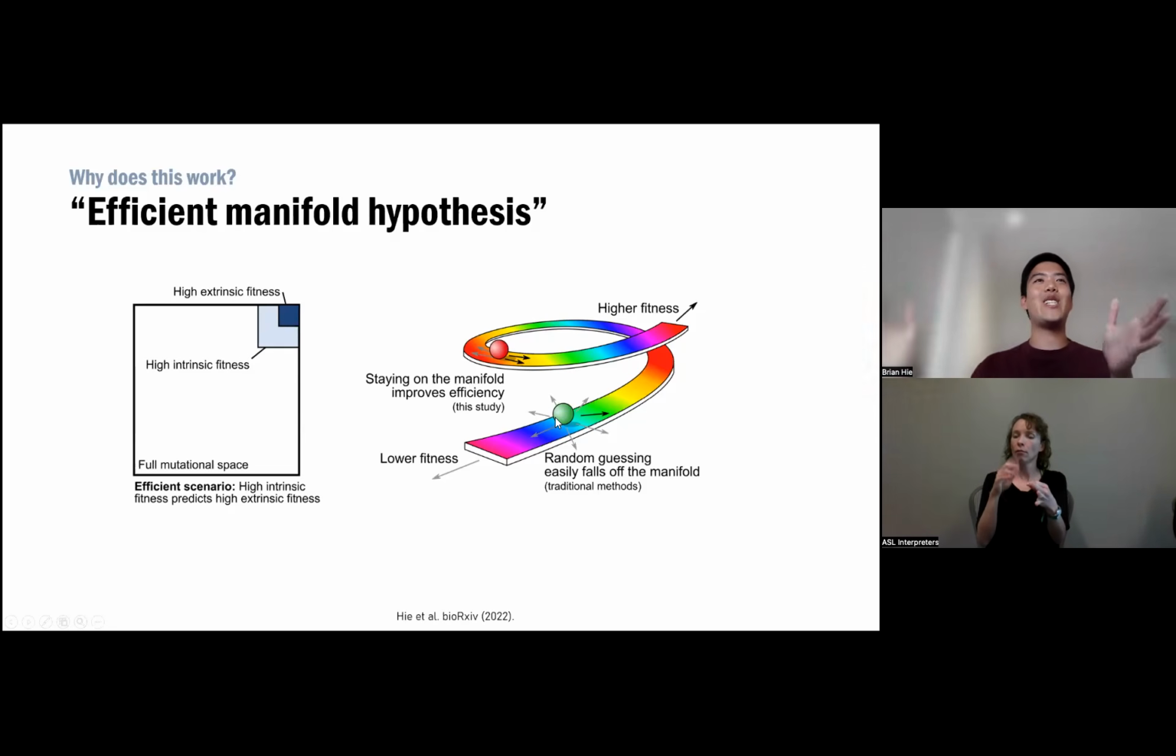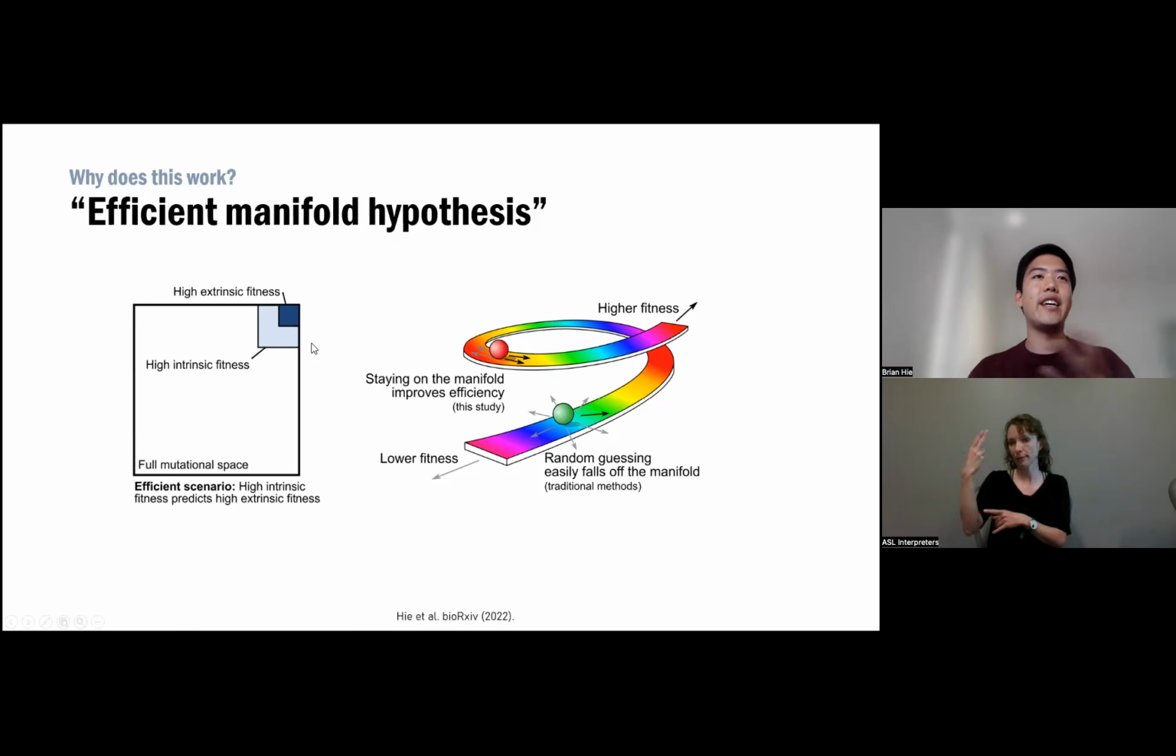We kind of illustrate this in a cartoon. Maybe you're a ball, and we have two definitions of fitness here: extrinsic fitness and intrinsic fitness, where intrinsic fitness makes up this rainbow road. If you're just random guessing, you'll fall off the intrinsic fitness manifold very easily. But if you have a way to stay on this intrinsic fitness manifold, and because it's a good prior for extrinsic fitness, then you can improve the efficiency of evolution. So we refer to this as the efficient manifold hypothesis.